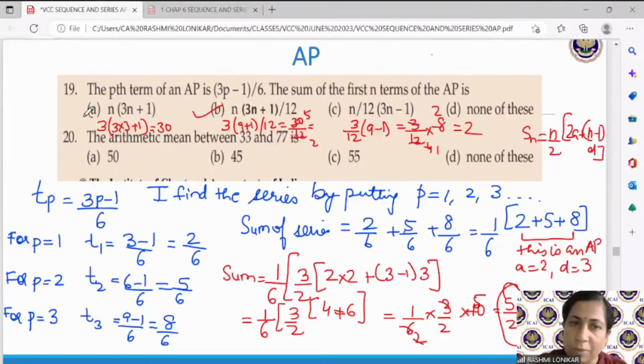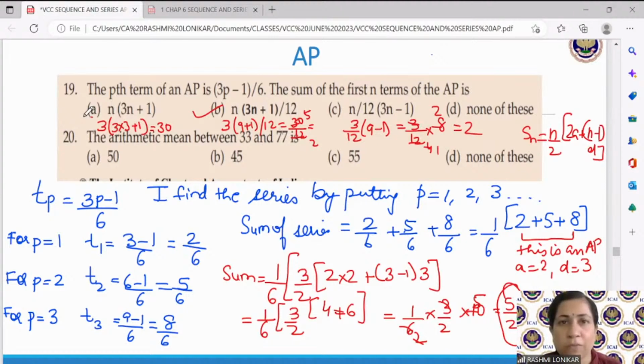So what is happening over here is that for TP, the pth term, I'm using P as equal to 1, 2 and 3. I will substitute the values for P so that I get the series. What is the first step in this sum? I want to find the series. Whenever the sum of a series, AP or GP, is given, I find the individual terms.